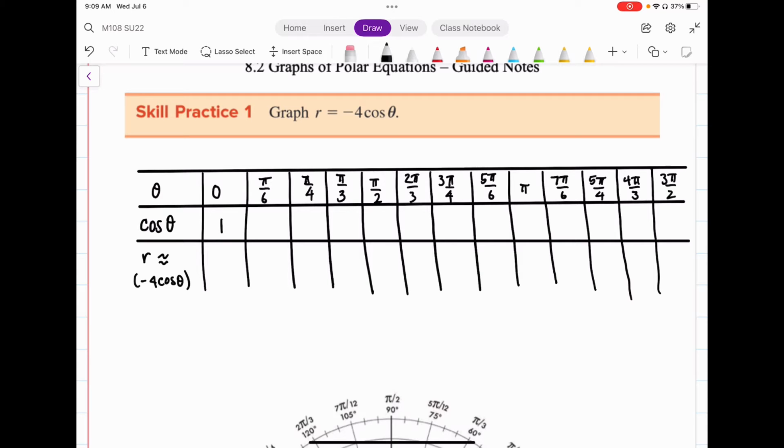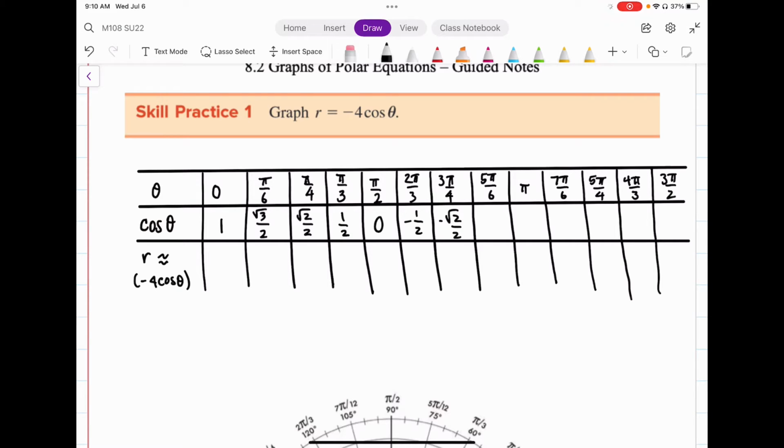At theta equals pi over 6, the cosine is root 3 over 2. At theta equals pi over 4, we have root 2 over 2. Theta equals pi over 3, we have 1/2. At theta equals pi over 2, we have a cosine of 0. At theta equals 2 pi over 3, we have a cosine of -1/2. Theta equals 3 pi over 4, negative root 2 over 2.